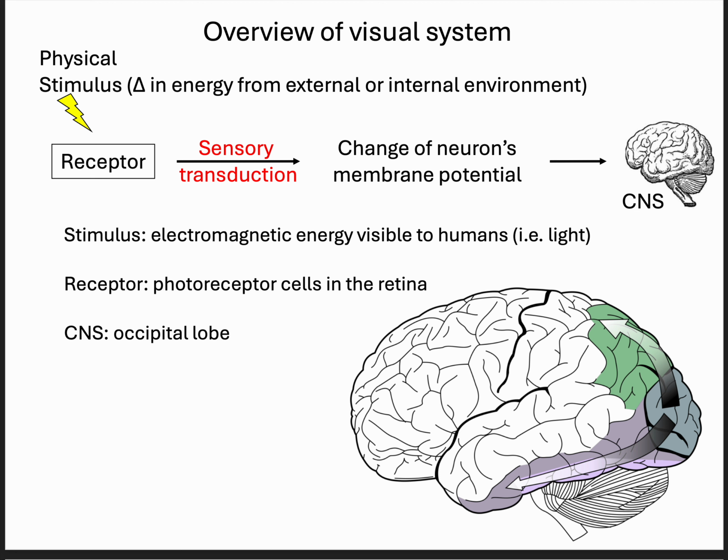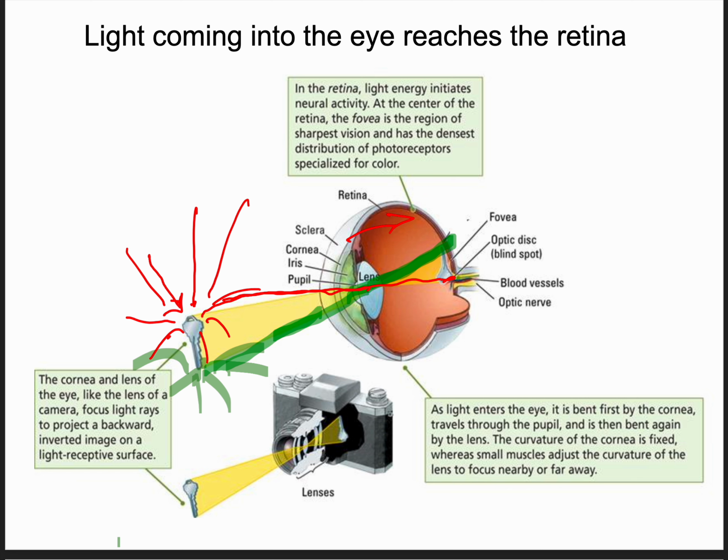A stimulus is a change in energy from the external or internal environment. A receptor performs sensory transduction, a change of the neurons' membrane potential, and signals the central nervous system, CNS. For vision, the stimulus is electromagnetic energy visible to humans, that is light. The receptors are photoreceptor cells in the retina, and the CNS target is the occipital lobe. Light coming into the eye reaches the retina.